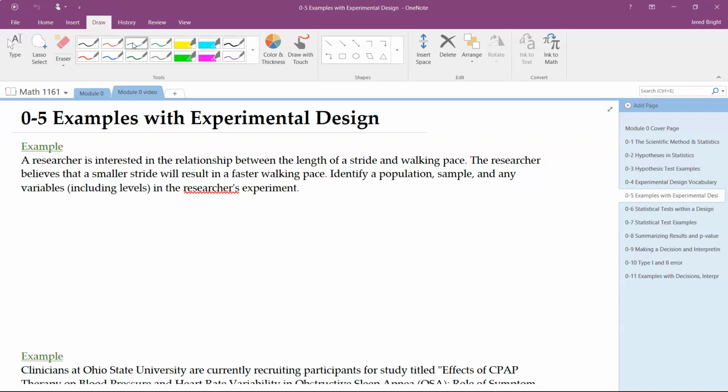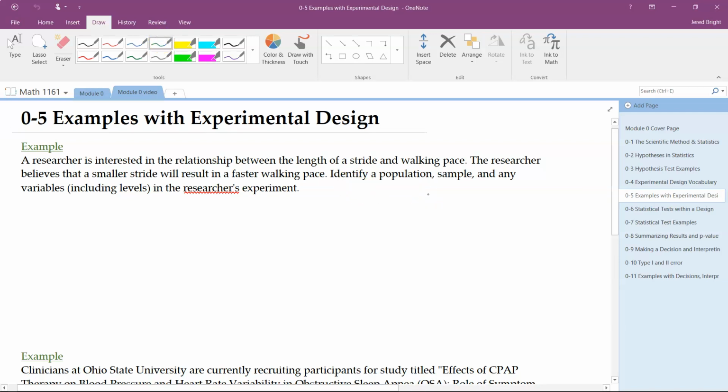Our first context is one where researchers are studying the relationship between the length of a stride and walking pace. The researcher believes that a smaller stride will result in a faster walking pace. If you mentally picture this, if you take smaller steps, you're going to walk faster. Does that make sense? We don't know. We'll have to conduct the experiment. But it says identify a population, sample, and any variables.